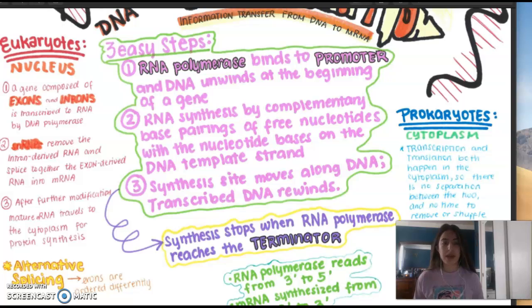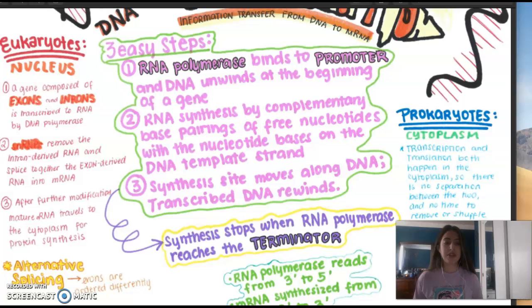So right off the bat, one of the biggest differences is that in eukaryotes, this process takes place in the nucleus. So throughout post-transcription modifications in eukaryotes, in step 1, a gene composed of exons and introns is transcribed to the RNA by DNA polymerase. And something to note here is that exons only appear to be present in eukaryotic cells.